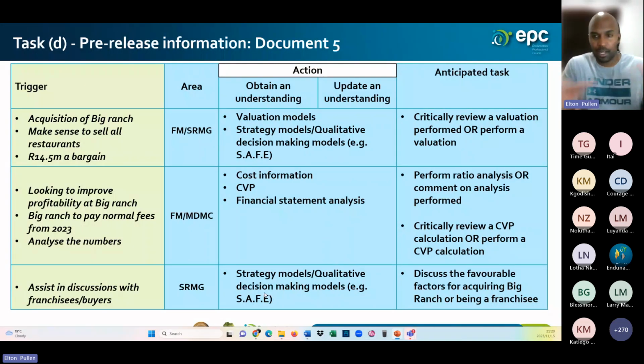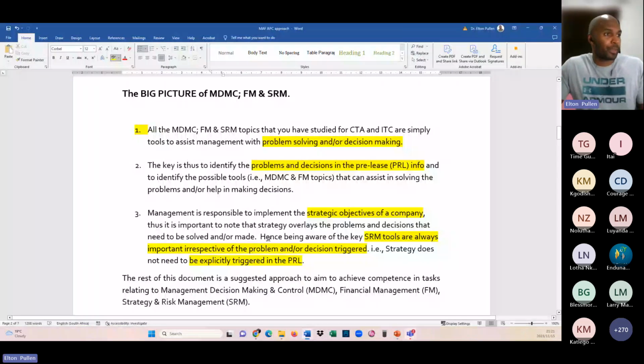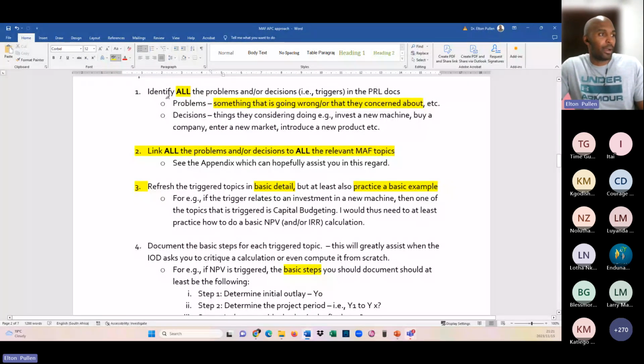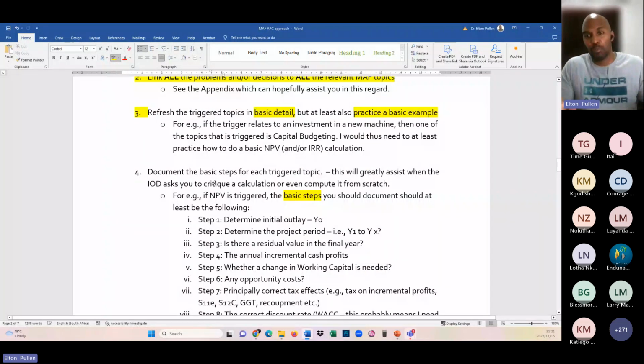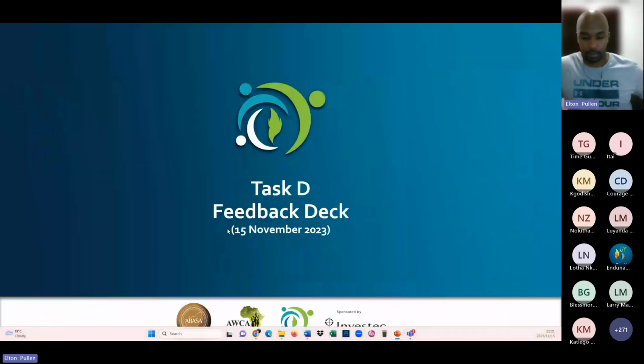Okay, so that's where I'm going to just leave the pre-release. And hopefully, if I can go back to this document. So hopefully, if you've done this correctly, step number 1 and step number 2, as well as number 3 and 4 here, you should be fine to pick up what is needed in terms of refreshing for what may be coming on the day. Okay, so I don't want to spend too much time on that. So let me go to what's happened on the day.